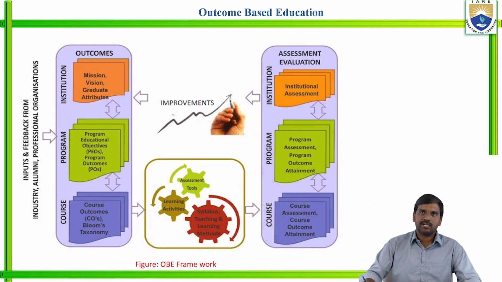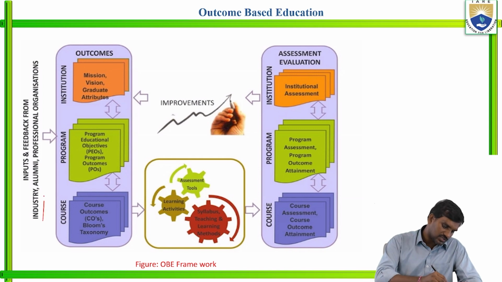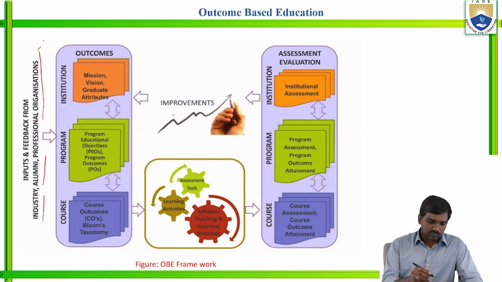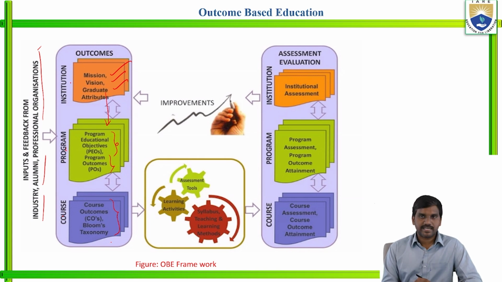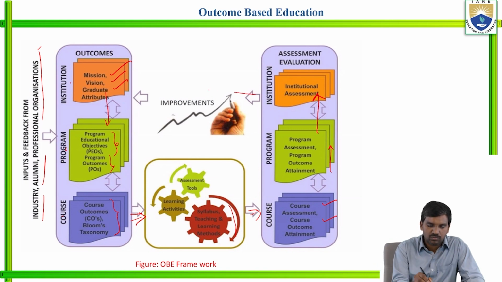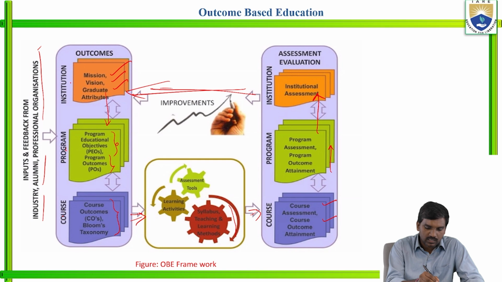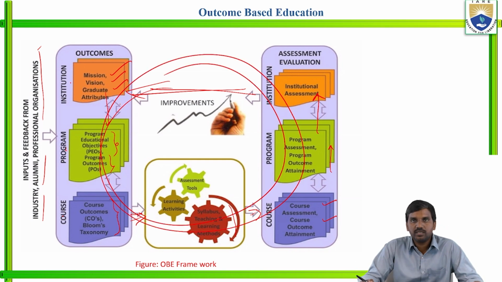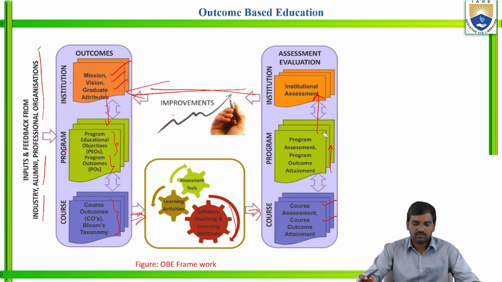And this is the OBE framework. It is a continuous process. Inputs, feedback from the industry, alumni, professional organizations, you can take. It will start from institution, program, and course. In the institution, we have mission, vision, graduate attributes that relate with the program educational objectives and program outcomes. And the course outcomes, which maintain Bloom's levels. It will lead to the assessment tool, learning activities, syllabus, teaching modes, and teaching methods. It is attached to the course assessment evaluation, course assessment to course outcome attainment, and program assessment to program outcome attainment. Finally, institutional assessment that can be improved is connected to the institutional outcome. So this is the continuous process of the OBE framework, from one point to another point.